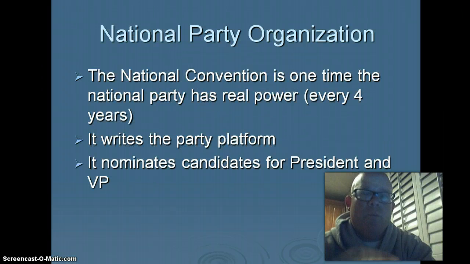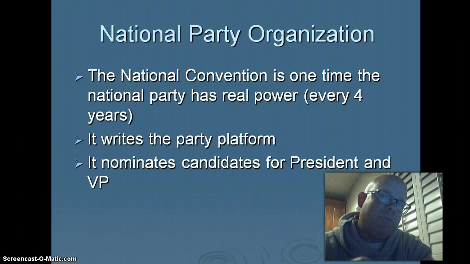All right, a little bit more about the National Party Organization. We're going to finish up. The National Convention is the one time that the National Party actually has some real power, and that only happens just about every 4 years. It does happen every 4 years. One, it writes the party platform, which lays out the foundation for the party moving forward. And it is responsible for nominating candidates for both president and vice presidential positions.